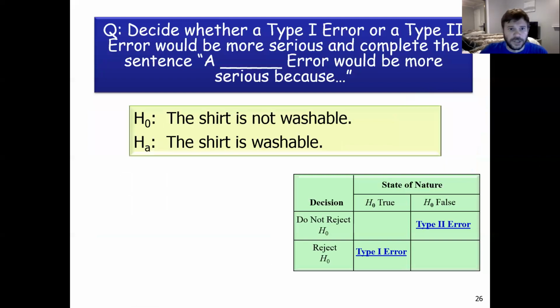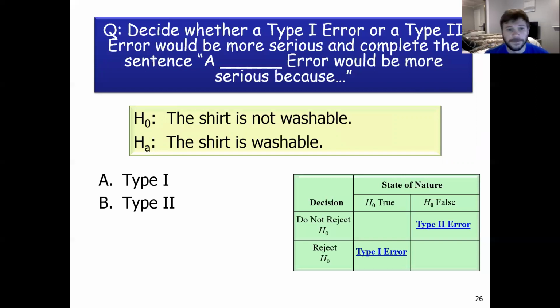Let's look at another situation here. The null is the shirt is not washable. The alternative is the shirt is washable. And we want to think about what is the more serious cost here.